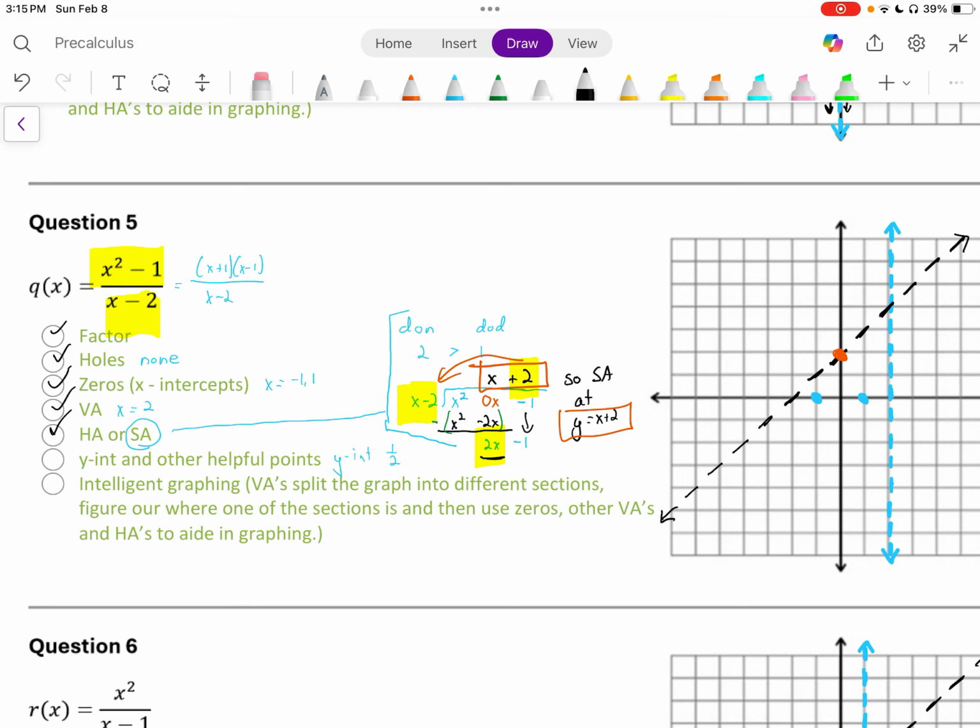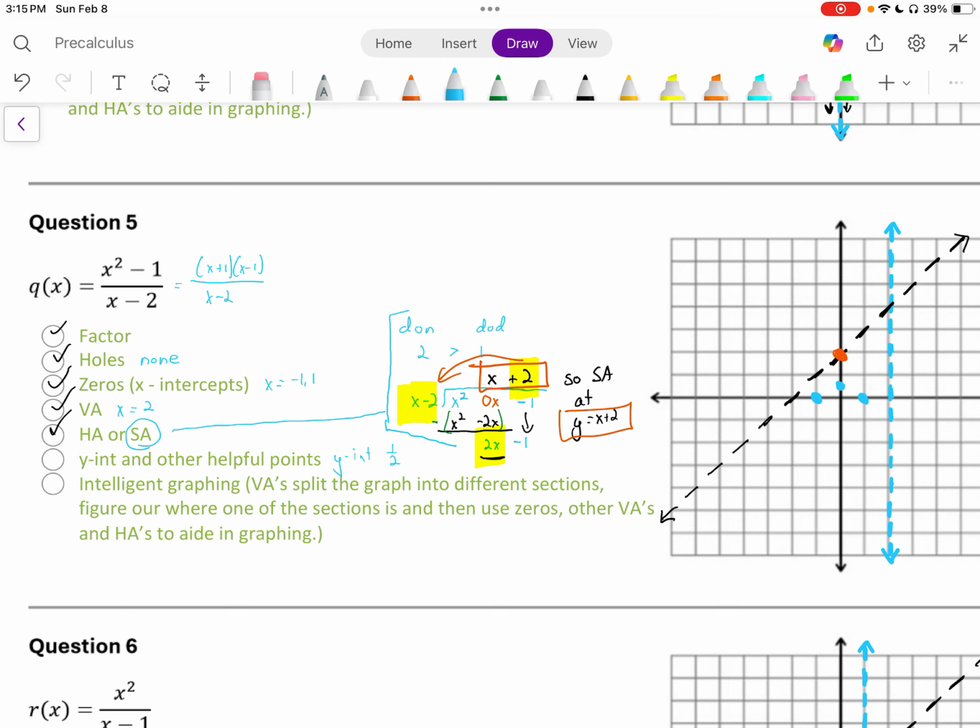Y-intercept we can find by plugging in 0 for x. So coming up to our original, if we put a 0 in for x, so 0 squared and 0, that's negative 1 over negative 2, which reduces to 1/2. And so we have a y-intercept at 1/2.